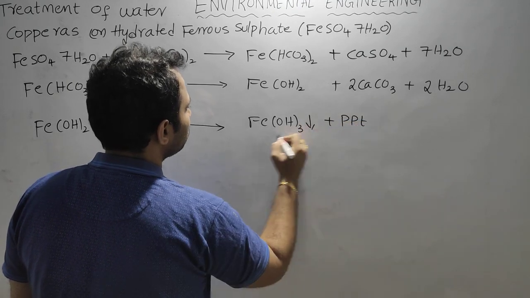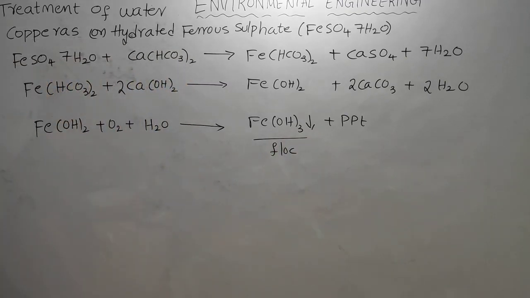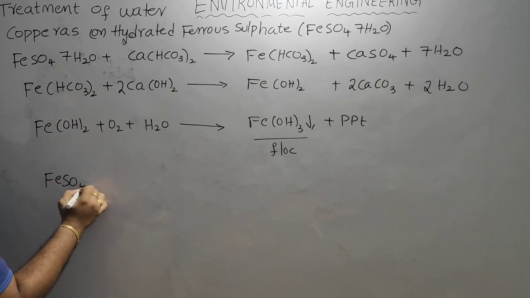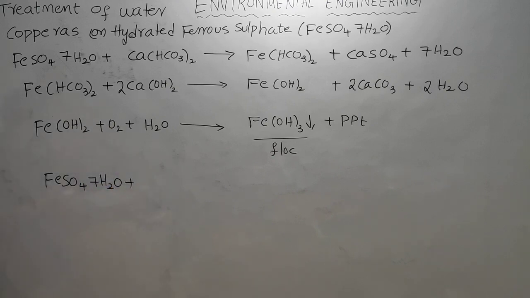So this is the flock. This much of the reaction is not needed to remember. If we add Ca(OH)2 directly to this ferrous sulfate, FeSO4·7H2O plus Ca(OH)2, then this equation will form. The same equations will come here again, so it is not needed to write.